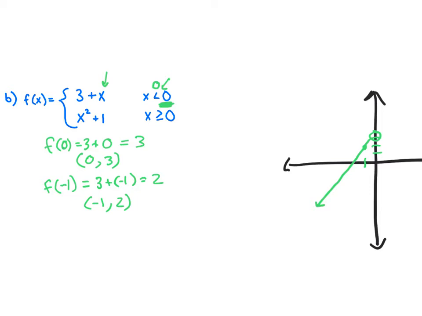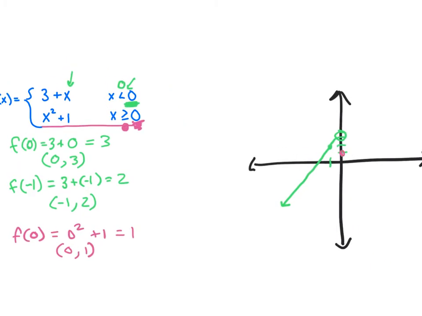Okay. What are we going to plug in into our second equation here? 0. We always start with what is given. So we plug in 0, and we know that this is going to be a closed circle. So we have 0 squared plus 1, which is 1. So our point is 0, 1. So we stay at 0 and go up to 1 and put a closed circle there.